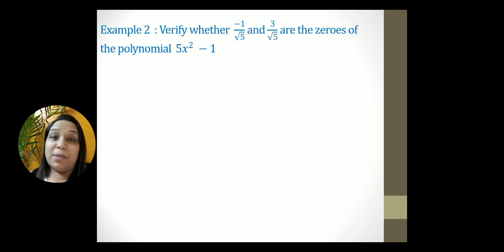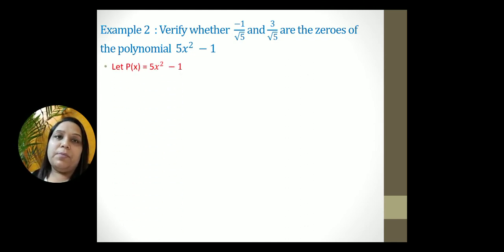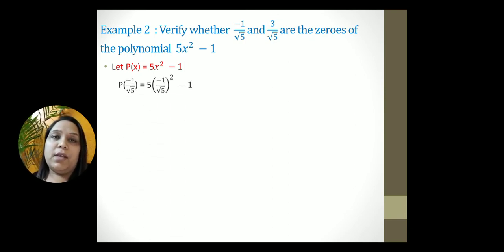Again, taking a typical example. Why am I saying typical? Because there is a square root and a fraction, which makes our work a little bit typical. Like p(x), we have a polynomial 5x square minus 1, and we have to find the value of p(x) at minus 1 upon square root 5. So where x is coming, we will put minus 1 upon under root 5. Like p(minus 1 upon root 5) is equal to 5 into x square, so x square will be (minus 1 upon under root 5) square, minus 1.